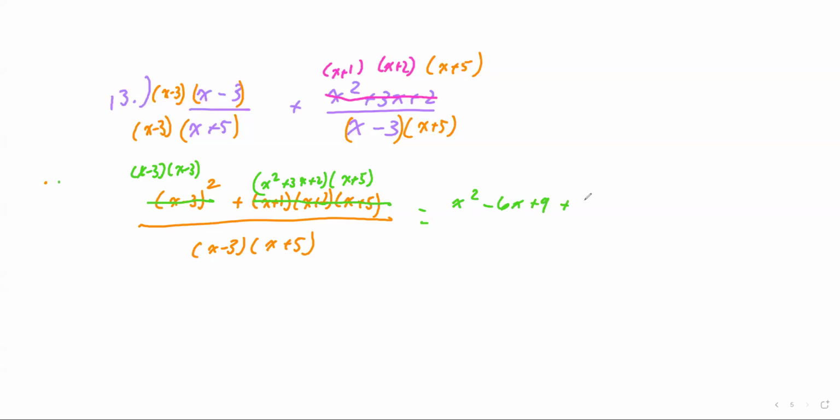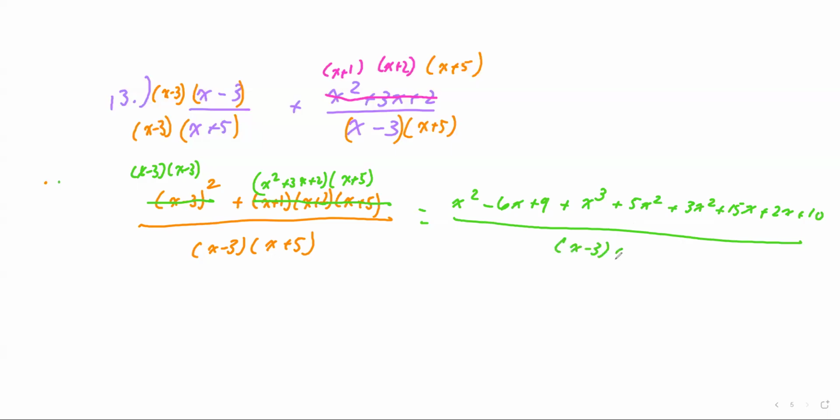So x squared times x is x cubed. X squared times 5 is 5x squared. 3x times x is 3x squared. 3x times 5 is 15x. 2 times x would be 2x, and 2 times 5 would be 10. All divided by x minus 3 times x plus 5. I would just leave this the same.